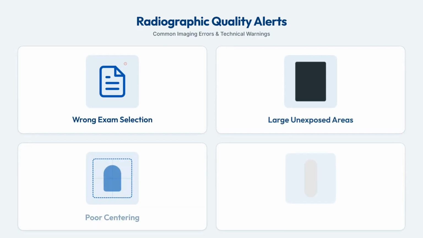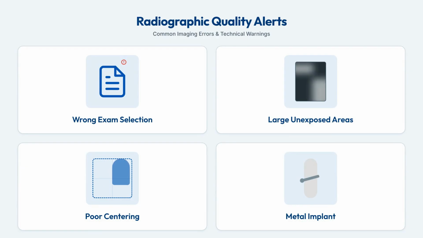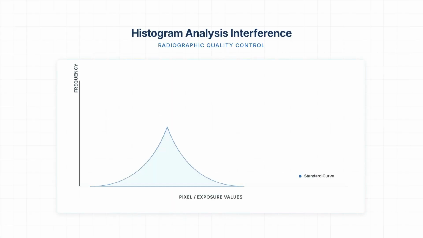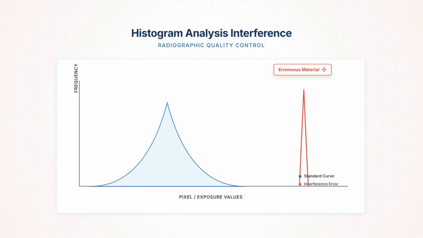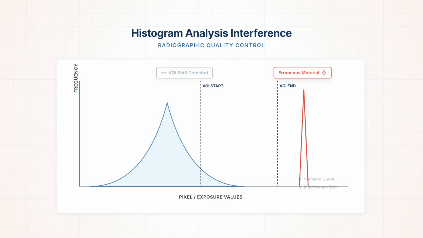If the system incorrectly identifies the exposure field or the VOI, a histogram analysis error can occur. Histogram analysis errors can occur because of incorrect exam selection, poor collimation, positioning or centering errors, and unexpected objects such as metal. These factors can alter the distribution of pixel values or interfere with recognition of the appropriate VOI.